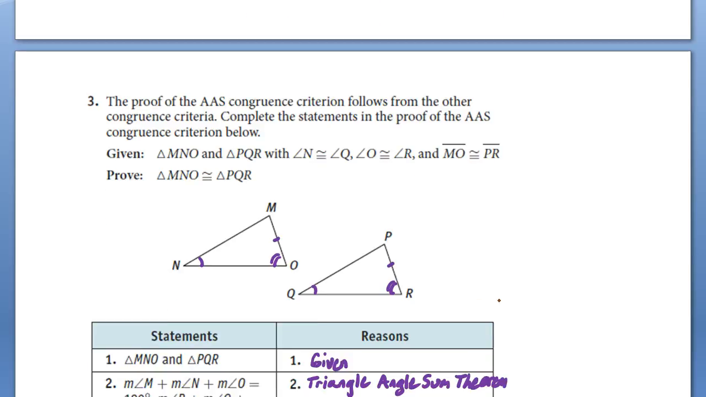Number 3, the proof of the angle, angle, side criterion follows from the other congruence criteria. What that means is we're going to use those other criteria that have already been proved to be true as reasons in a proof for AAS. And once we prove that AAS truly works, we can then use it for the rest of geometry class as a reason to know that triangles are congruent. So let's start with 2 triangles and some given information that creates that angle, angle, side situation. Angle, angle, side. That's what all this given is providing us. And let's prove that these triangles are in fact congruent.